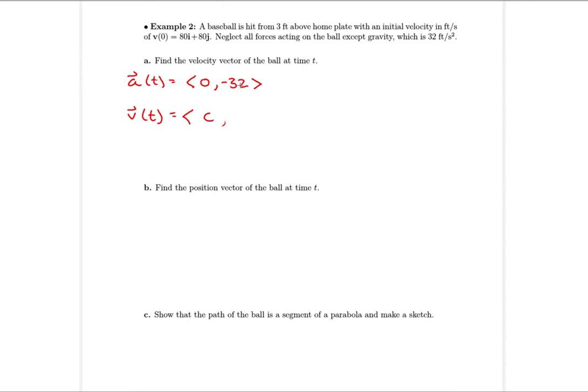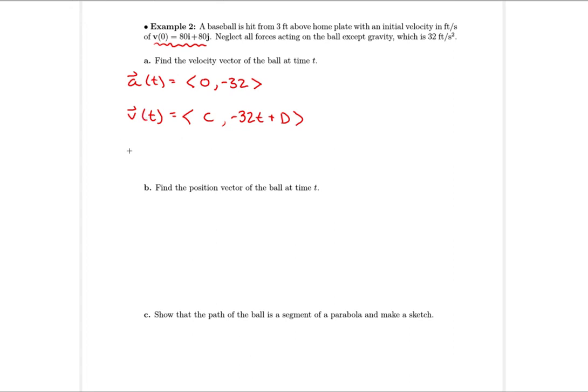And then the antiderivative of negative 32, which would be negative 32t. And then that would be plus some other constant d, we'll call it that. Okay, so we've taken the antiderivative of both of those things. Now the reason that they gave us this information about initial velocity is so that we can now go back to this equation that we formed and figure out what these constants actually are.